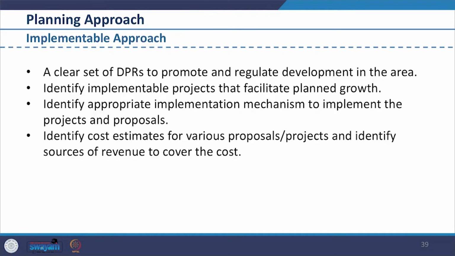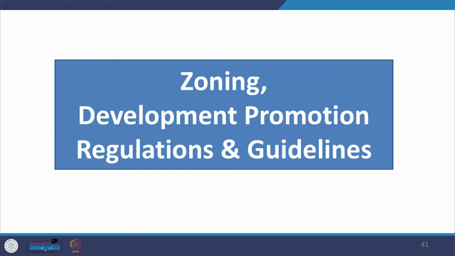We see that the implementable aspect includes a clear set of DPRs to promote and regulate development in the area, identify implementable projects that facilitate planned growth, identify appropriate implementation mechanisms to implement the projects and proposals, identify cost estimates for various proposals and projects, and identify sources of revenue to cover the cost. In the Bhopal development plan, we see that they adopted certain key principles for zoning, development promotion regulations and guidelines.